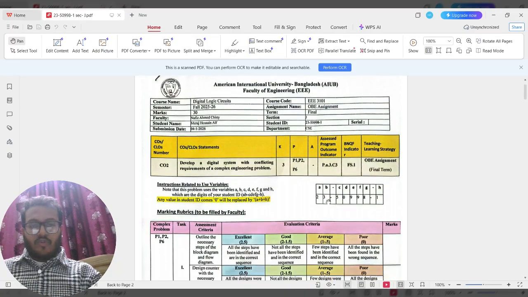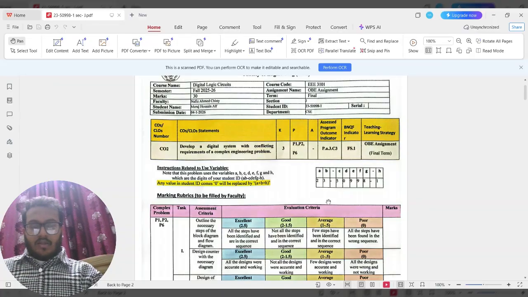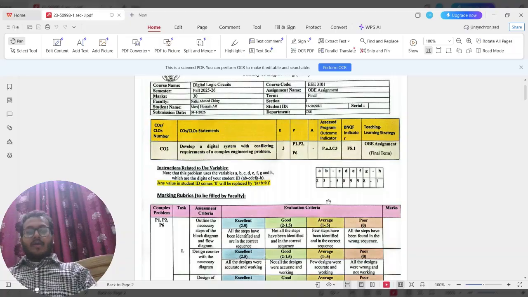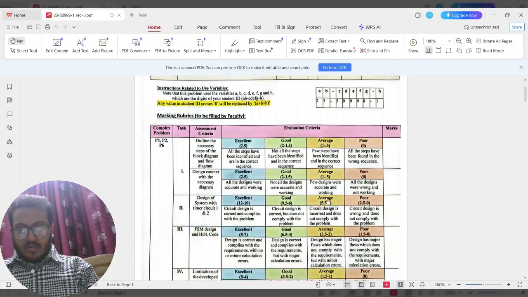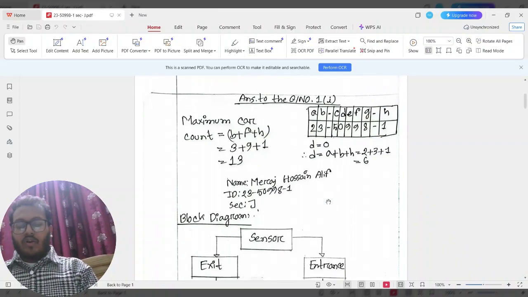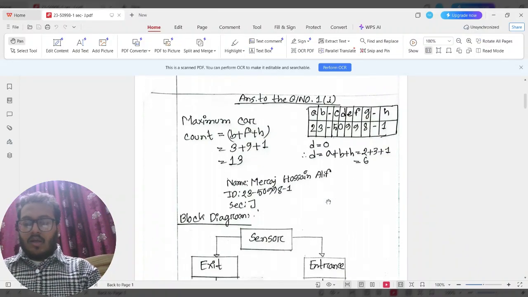My ID is 2350991, and the value of d, where 0 is replaced by a plus b plus h, will be 2 plus 3 plus 1, which is equal to 6. So in my first task, I designed the overall block diagram and system flow of an automated parking control system.